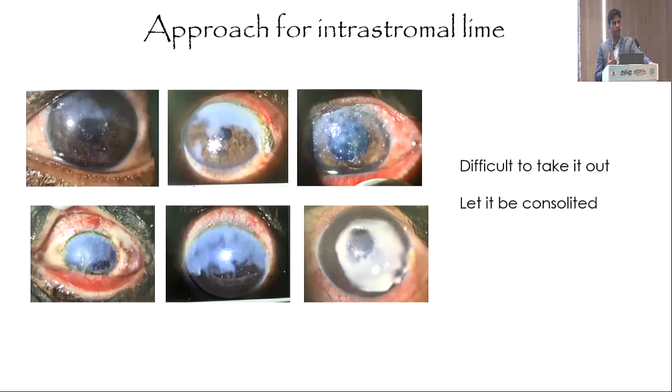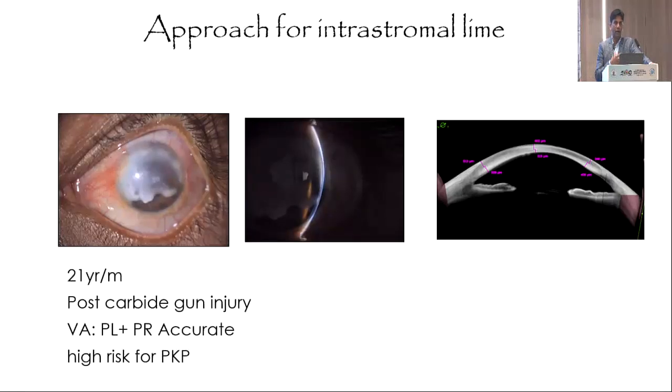Now sometimes in acute lime burn, we have a lot of intrastromal lime cases also, and these are very difficult to pick up. We know that lime has a peculiar property: due to membrane saponification, it goes deeper and deeper into the layers of the cornea. So what we do, we should not bother about the intrastromal lime. We should let it consolidate in the posterior layers of the cornea. And I just want to share one such case where the lime had settled in the posterior corneal lamella.